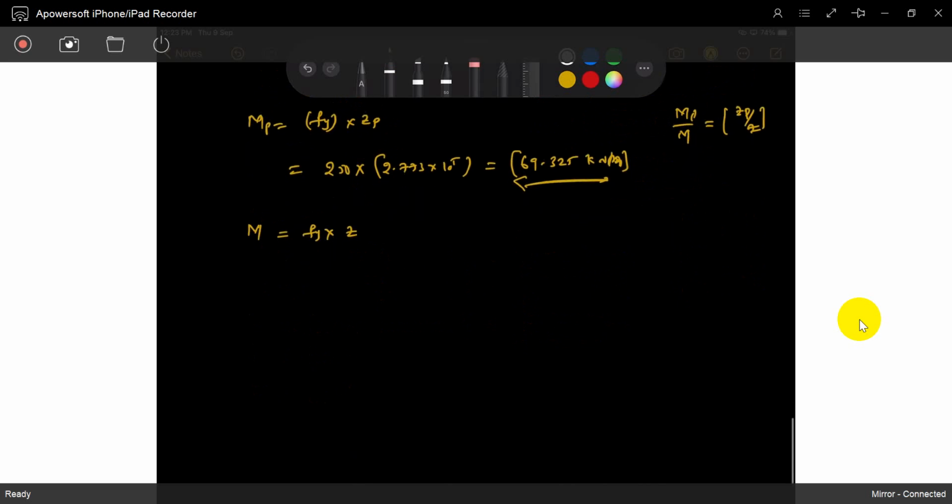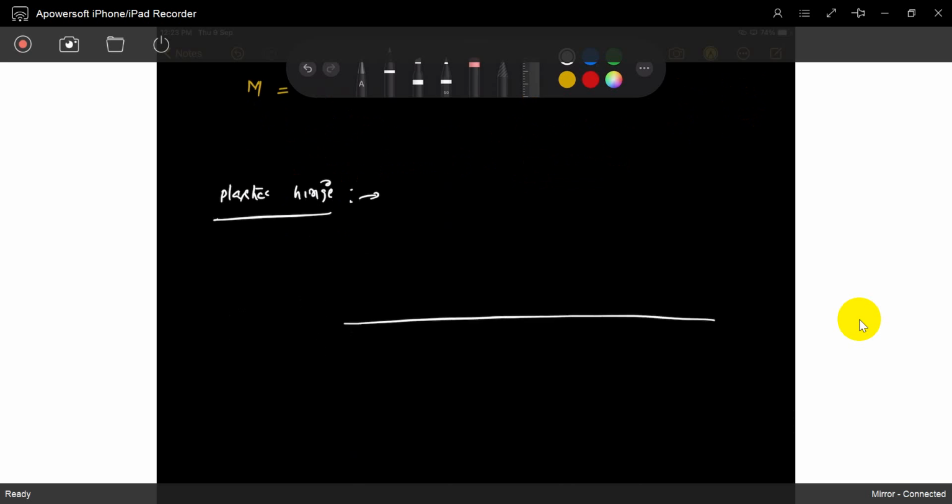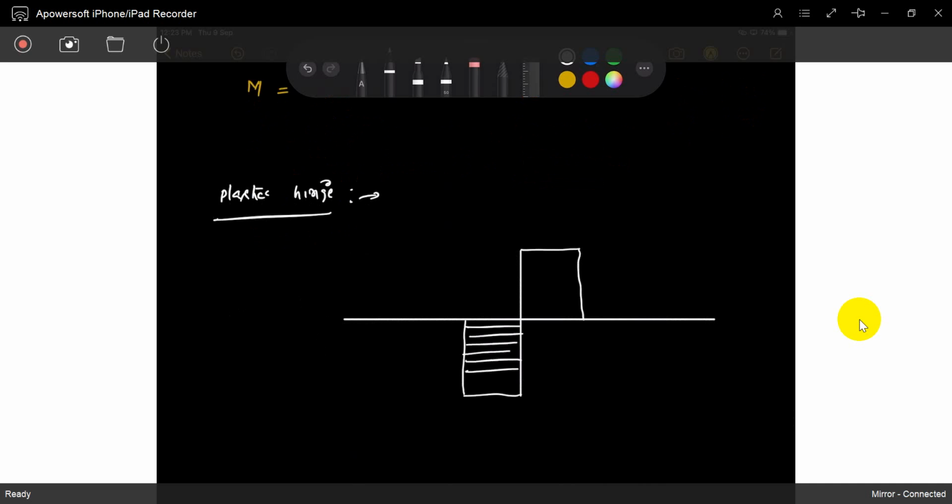That is the plastic hinge. Okay, plastic hinge. I will just give you a small idea. I said the section is reaching, every point or every fiber reaches the Fy. Every fiber reaches the Fy.